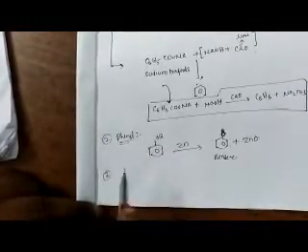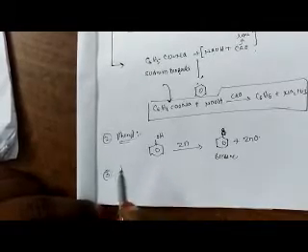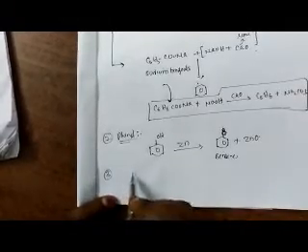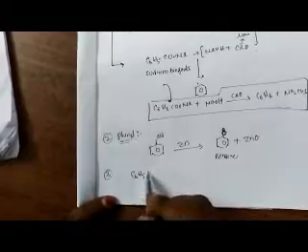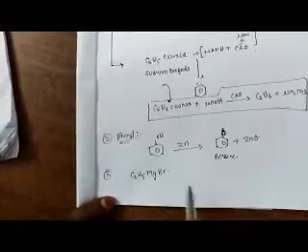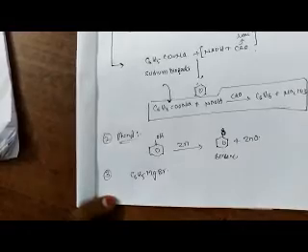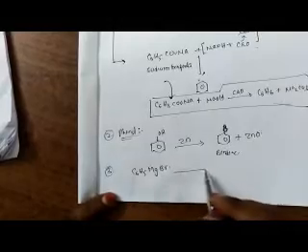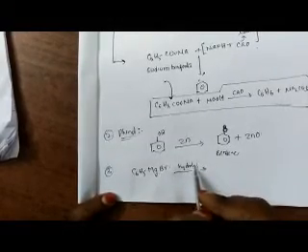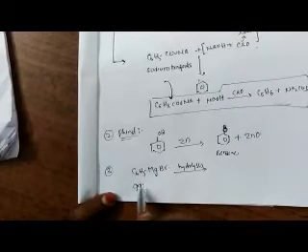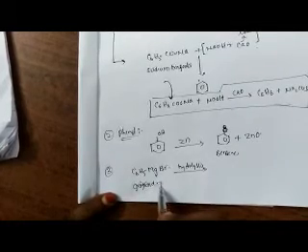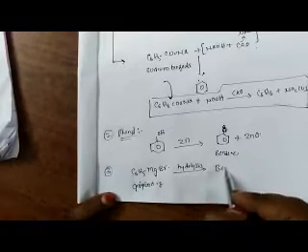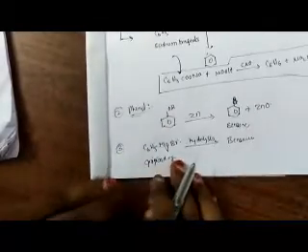The third method is from Grignard reagent. We will take the benzene Grignard reagent, so the formula is C6H5MgBr. On hydrolysis of the Grignard reagent, we will get benzene. The equation is as follows.